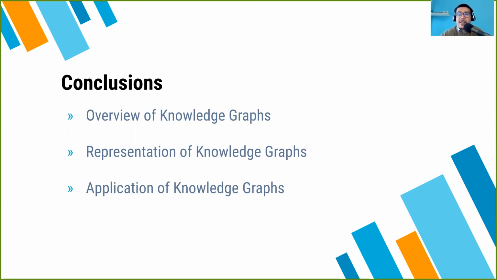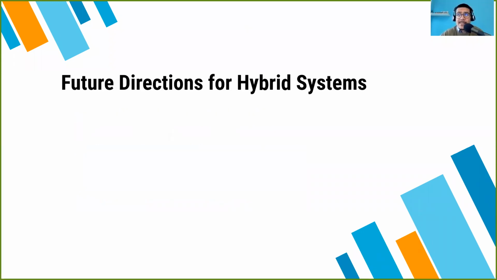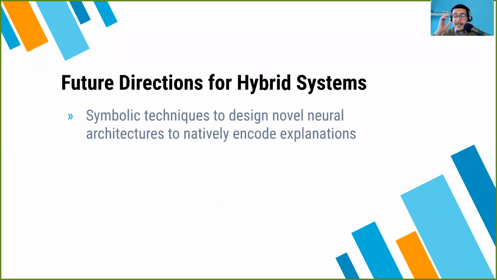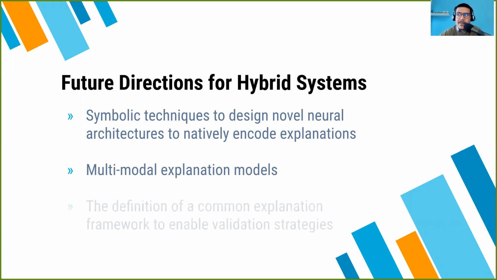And in regard to the future direction of hybrid systems, I believe that symbolic techniques can be used to design novel neural architectures that will be natively able to encode explanations. Another interesting thing will be multi-modal explanations, so a tool that is able to convey natural language text, images, or videos, and use different types of languages in order to provide explanations.